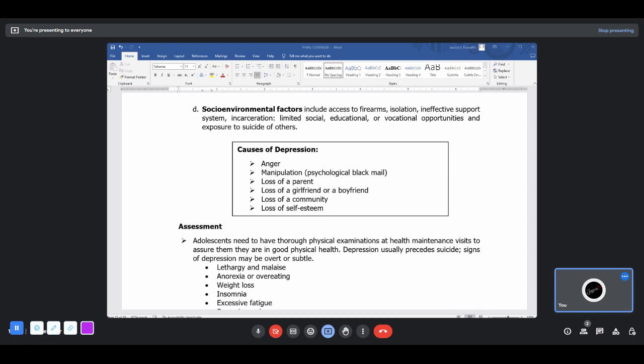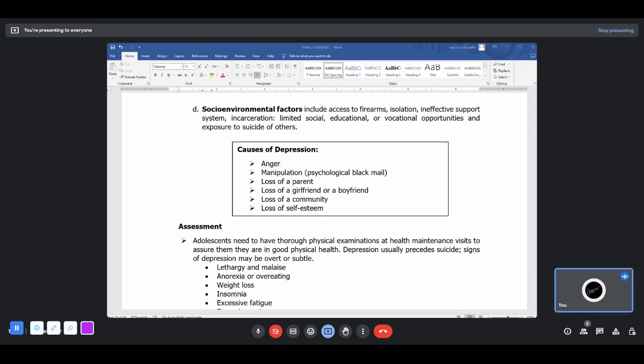Okay, causes of depression. For the causes of depression, we have anger. Bakit ba nagkakaroon ng depression? Okay, anger. Ano pa? Manipulation. For example, psychological blackmail. Okay, na-manipulate. Okay? It can lead to depression. Loss of a parent. Okay, lalo kapag maagang nawalan ng parents, bothered pa, 'di ba?